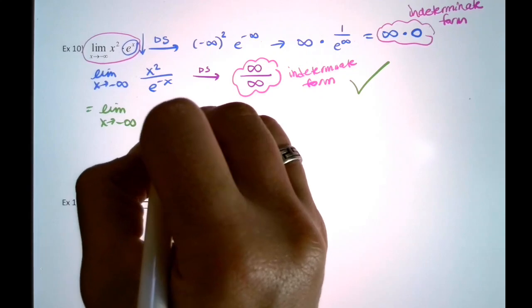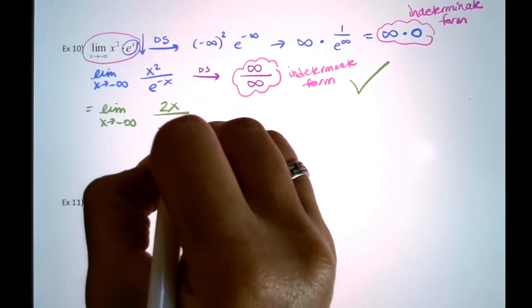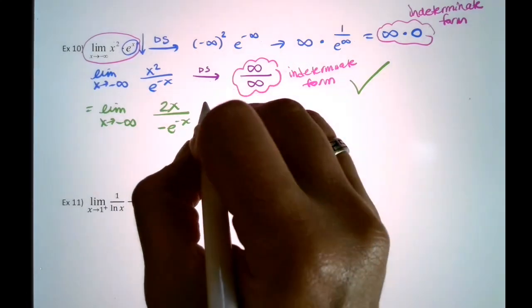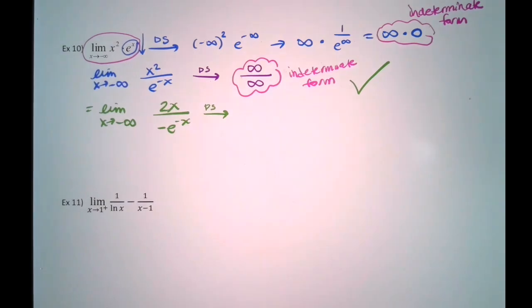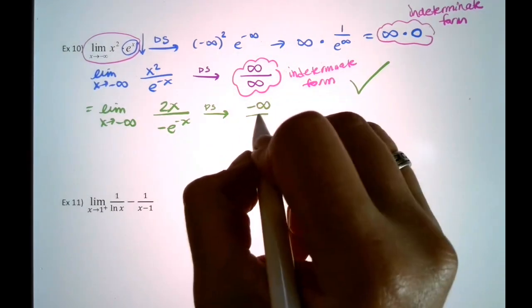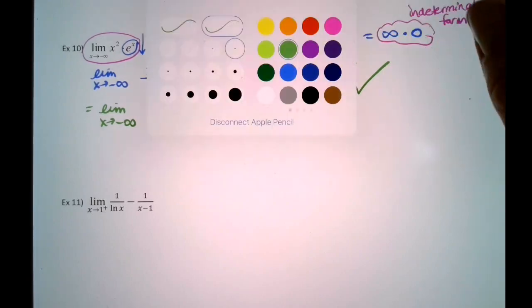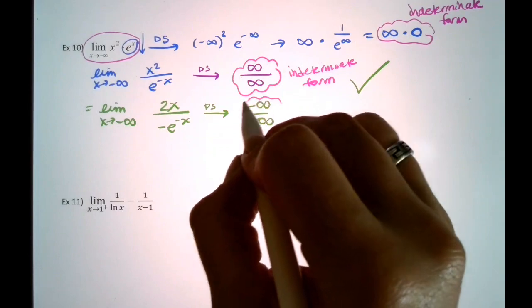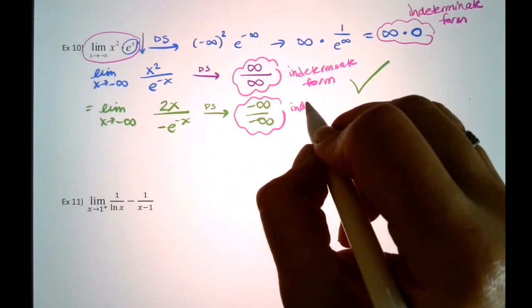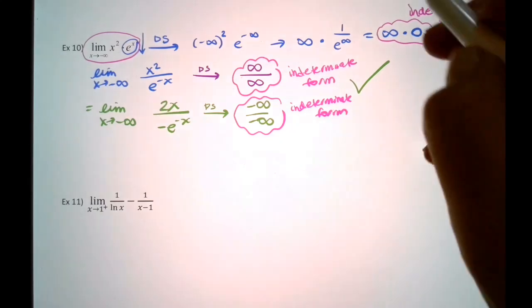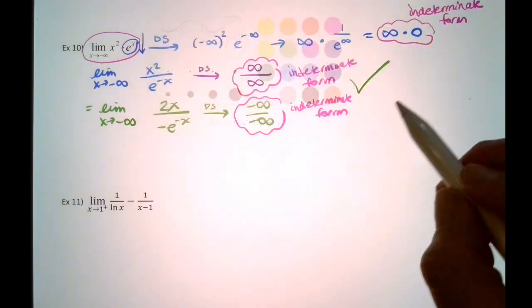Derivative of the top, derivative of the bottom. Notice the extra negative is from the chain rule. And I'm going to directly substitute. Oh boy. Well, this is not terrible. I do not have an answer yet. I said yet. This is another indeterminate form. But it's a good indeterminate form because it satisfies the conditions of L'Hopital's rule.